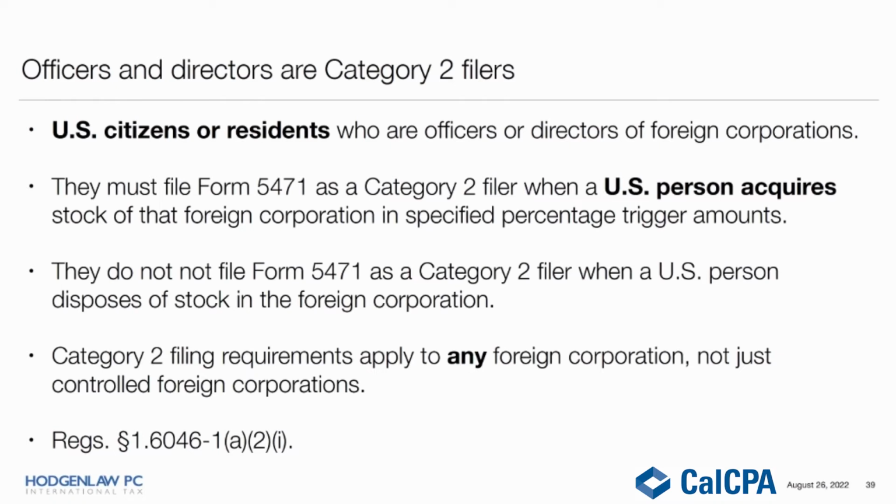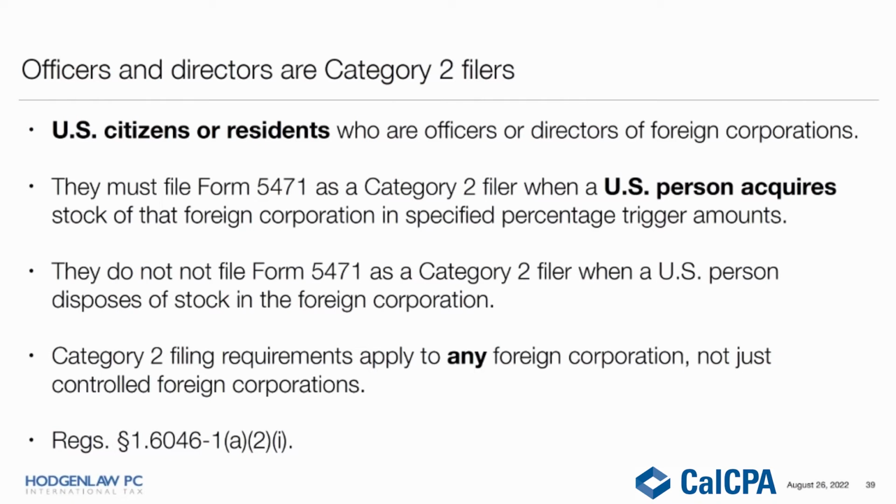So the first thing is, are you an officer or director of a foreign corporation? If so, you must file Form 5471 as a Category 2 filer when a U.S. person acquires stock in that foreign corporation. It's not disposition, unlike Category 3. This is only acquisition of stock. And it applies to any foreign corporation and not just a controlled foreign corporation.